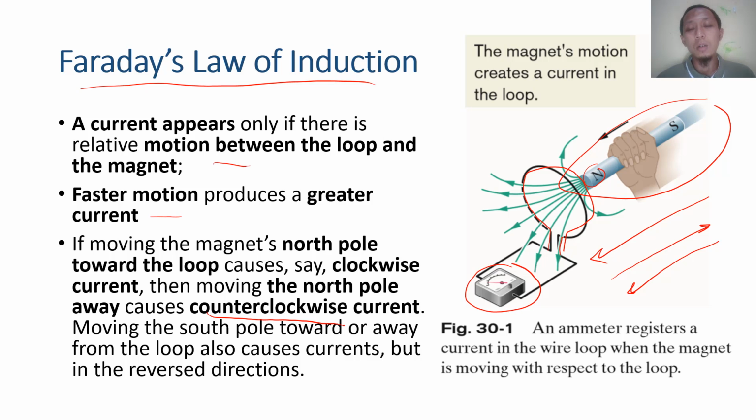It's like this one. If we move the magnet inside the wire, the current goes positive, and if we move the magnet out of the wire, the current will be negative.